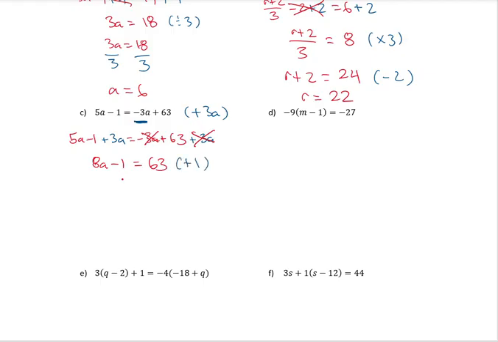Then I'm going to add 1 to both sides. So I end up with 8a equals 64. And then divide both sides by 8. a equals 8. Cool.